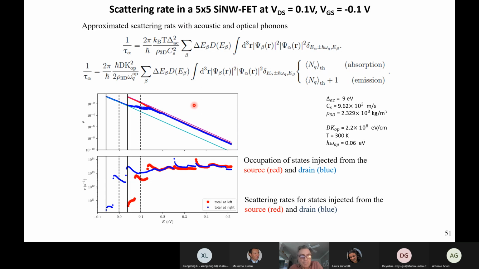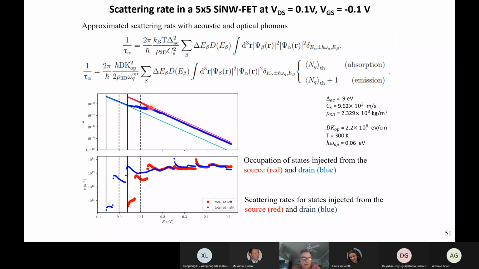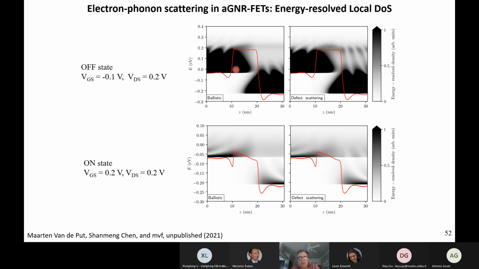Notice it's inelastic. This is the occupation of the states injected from the source. The straight line is the Fermi-Dirac distribution, so to speak, and this is what scattering does. It subtracts electrons from the states injected from the source and brings them to states injected from the drain. These are the various scattering rates that you get at various energies. And this is the plot that you see.